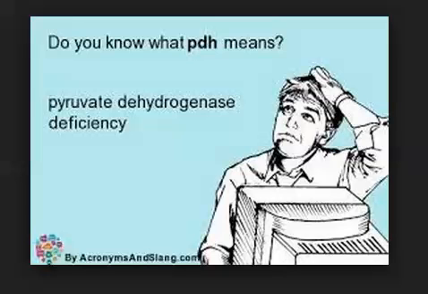Pyruvate dehydrogenase deficiency. What is the pathophysiology of this condition? Glycolysis is the pathway that converts one molecule of glucose into 2 molecules of pyruvate. Pyruvate dehydrogenase then converts pyruvate to acetyl-CoA, which can enter the tricarboxylic acid, or TCA, cycle.